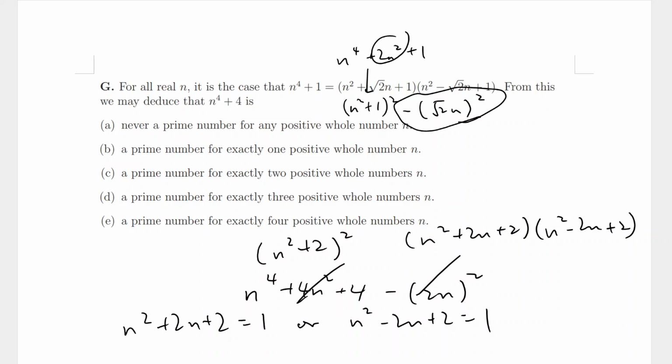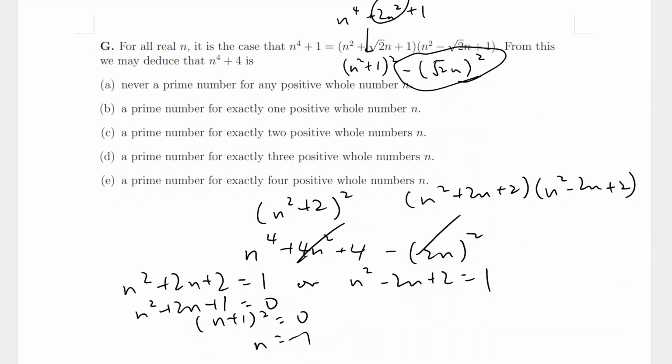This becomes n squared plus 2n plus 1 equals 0. So n plus 1 squared equals 0. This is simple algebra anyway, you don't need me to go through this really. So n is negative 1, so this is not positive. n has to be positive in this case. So we move on to the other one.